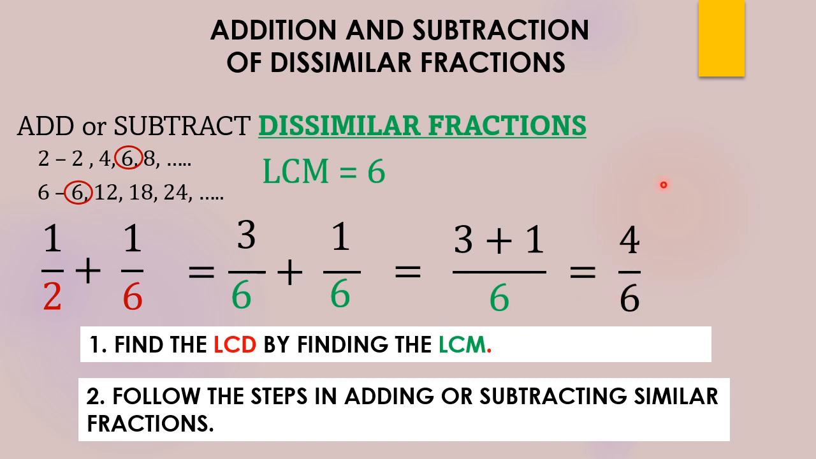And 4/6 can be reduced to lowest term. So reduce this to lowest term. That will be 2/3. So reduce 4/6 by dividing 4 and 6 by 2. 4 divided by 2 is 2. And then 6 divided by 2 is 3. So our final answer is 2/3.